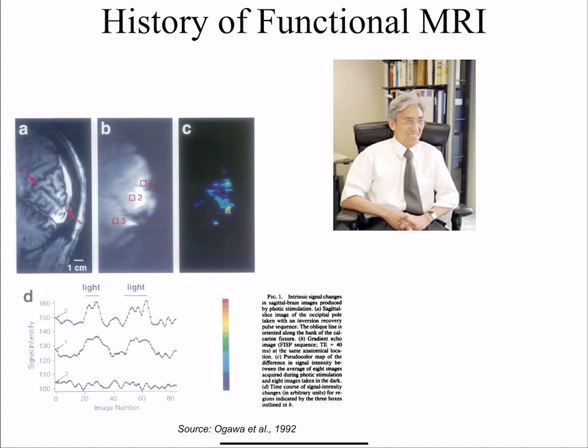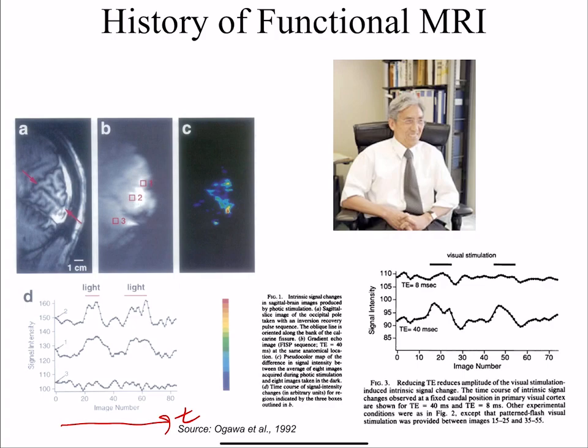The basic phenomenon in this experiment: they were looking at the MR signal. So this is the MR signal as a function of time. So time is going this way. And what they found was when they turned on the light and they measured the MR signal in the back here in the visual cortex, the signal would go up. And then when they turned off the light, it would go down. So that was the very basic demonstration of that.